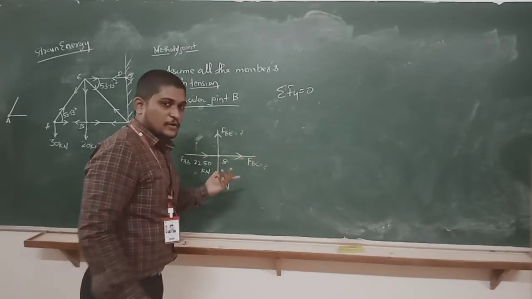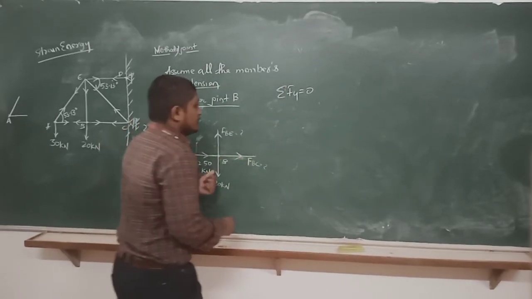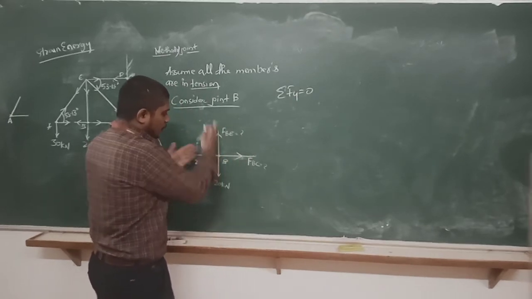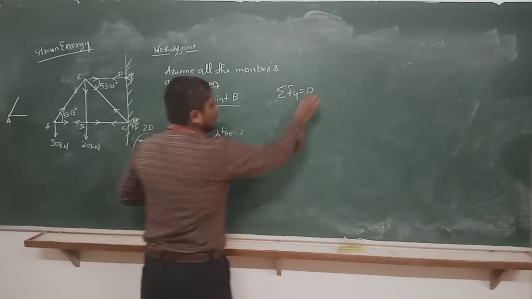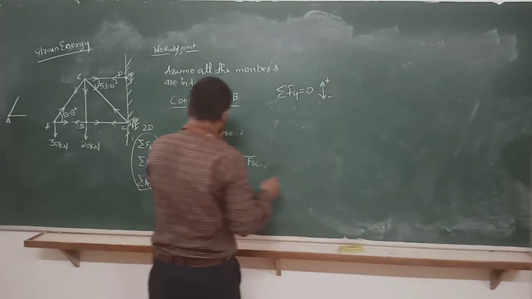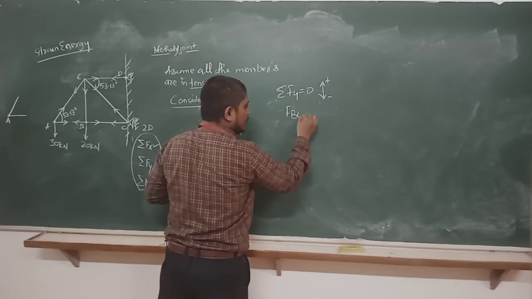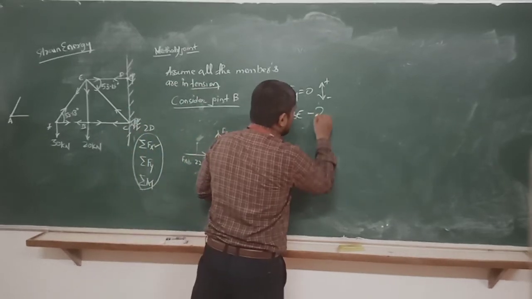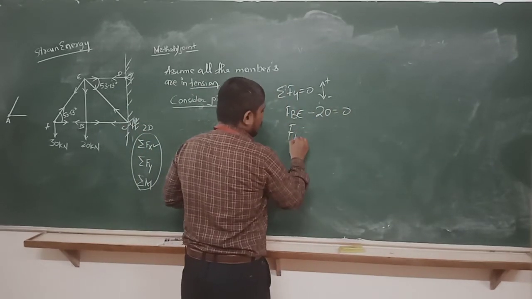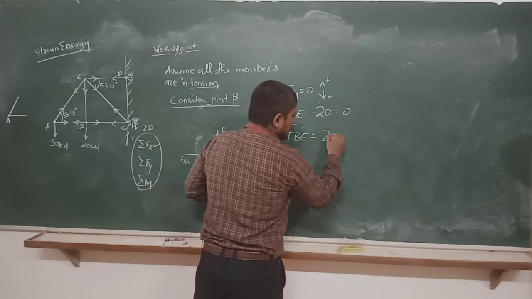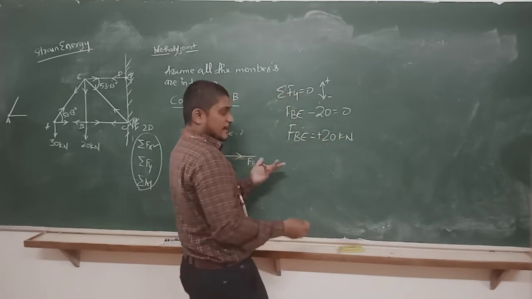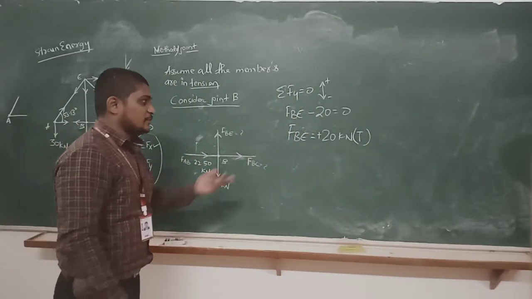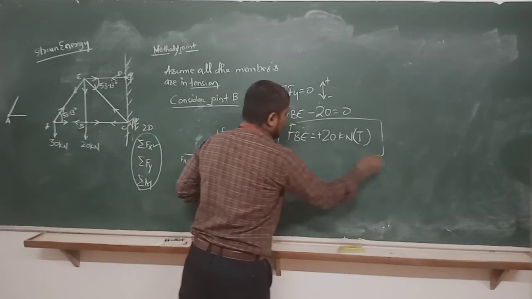Next, for doing this, go for summation of Fy is equal to 0. Already FBC we got as minus 22.5, compression. Now there is no inclined force here, only perfectly horizontal and perfectly vertical forces. So upward positive, downward negative. FBE is upward, minus one more vertical force, that is minus 20 kN, equal to 0. Therefore FBE is equal to 20 kN. Positive answer we are getting, means the assumption is correct, it is in tension.